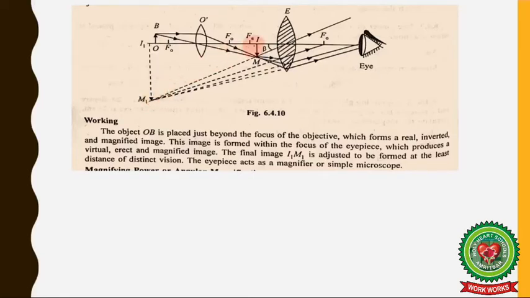So this IM image will act as an object for the eyepiece. So the final image I1M1, this one, is adjusted to be formed at the least distance of distinct vision. The eyepiece acts as a magnifier or simple microscope. So this part will work as a simple microscope.